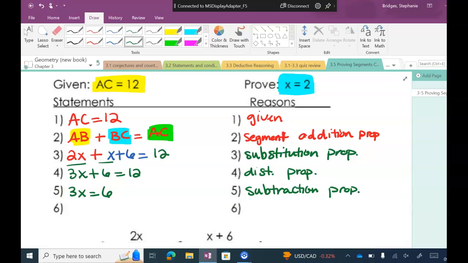Where am I trying to get to? What is my last step supposed to say? X equals 2. Is that what I'm going to end up with? Yes, and I get there by doing what? Dividing.